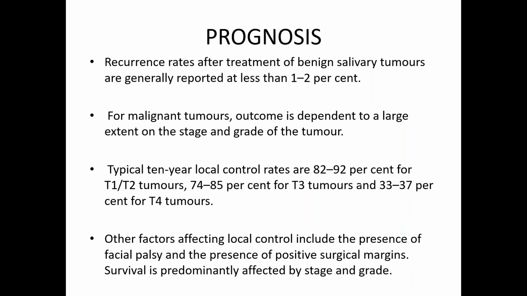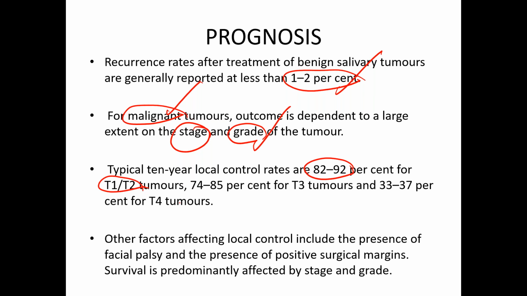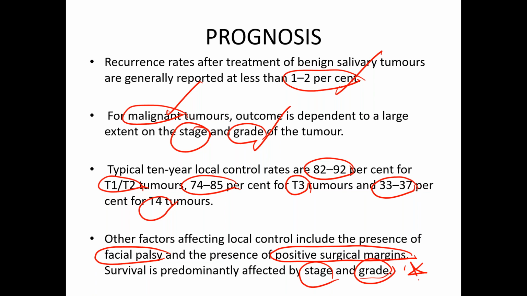So what is the prognosis of these salivary tumors? Recurrence rates are almost 1 to 2%. For malignant tumors, as I always told you, the outcome is dependent upon stage and grade of the tumor. 10-year survival rate is 90% for T1 and T2, 74 to 84% for T3, and 33% for T4. Other factors are facial palsy, positive surgical margins, and stage and grade. So survival of the patient with cancer depends upon stage and grade. This is important for any cancer. You can just write down like this.